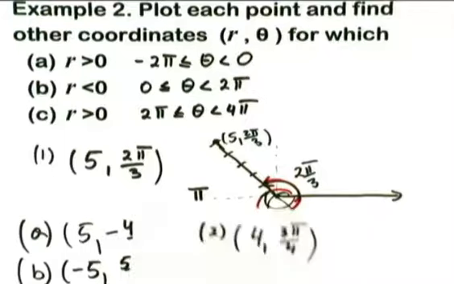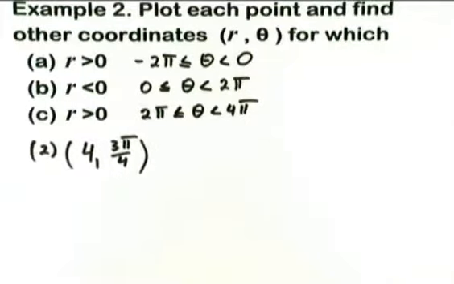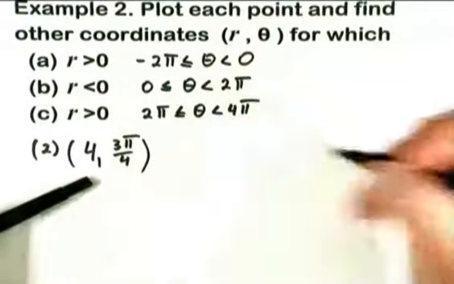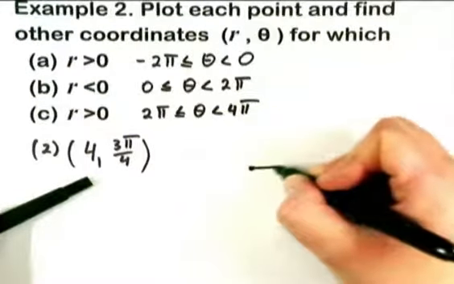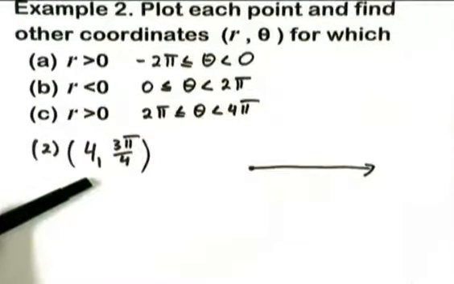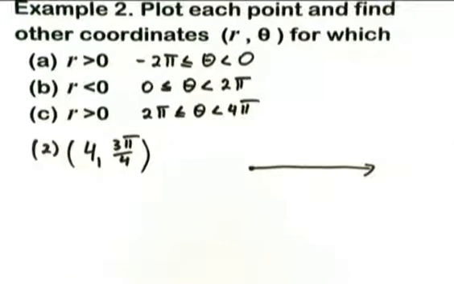Let's do another example, the same question but another point. Plot the point and find the coordinates for which we have the specified conditions. So first we will plot the point. To plot the point we have a pole and polar axis. Now we need to find 3 pi over 4.